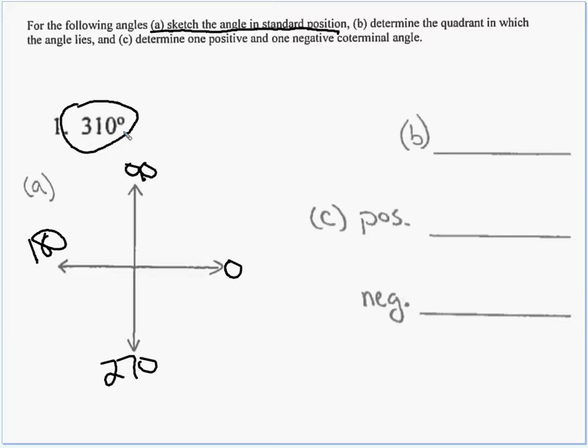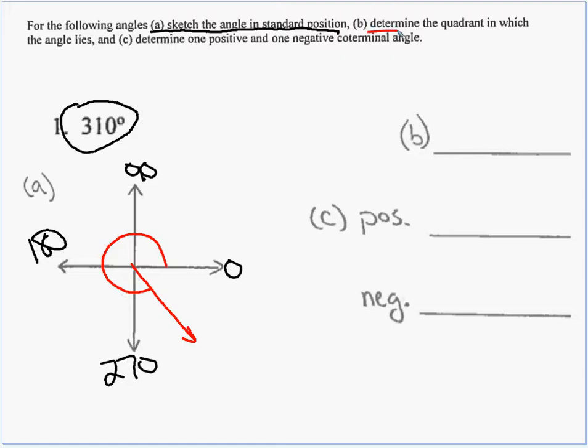So if I'm going to sketch this, I want to do 310 degrees. I will start my arrow on the initial side, and I'm going to start opening up. So here's 90, and then 180, 270. If I hit here, I've gone a full circle, and that's 360. And I've gone too far. I want to back up to 310. So 310 is going to be right here, somewhere in the fourth quadrant.